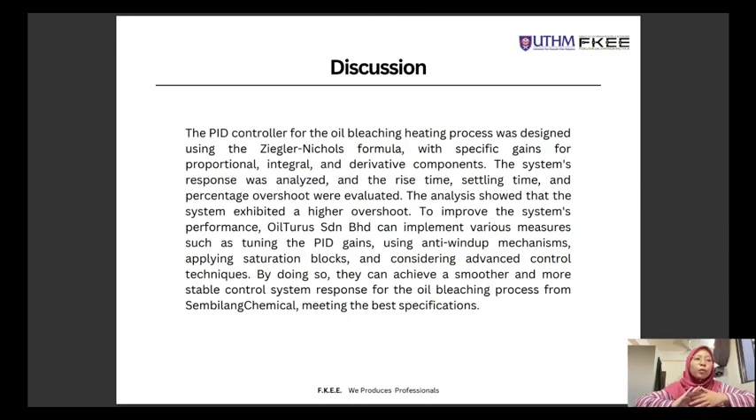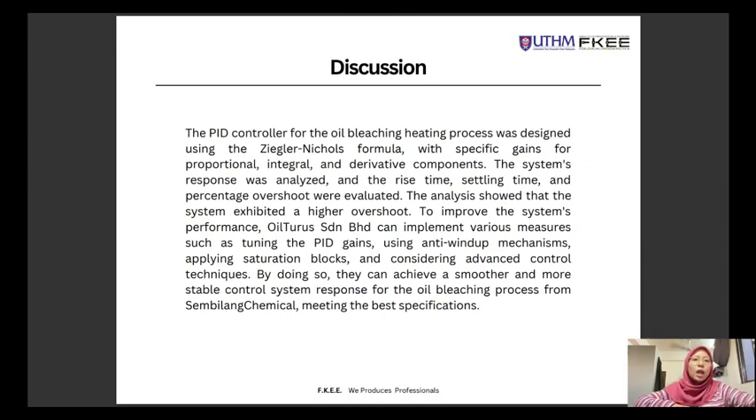So for improvement, Oil to Sodium Berhad can implement various measures such as retuning the PID gains, using an anti-windup mechanism, applying a saturation block, and considering advanced control techniques to achieve a smoother and more stable control system response. And from that, Oil to Sodium Berhad can build the heating process of the oil bleaching process from Sembilan Chemical with the best specification.